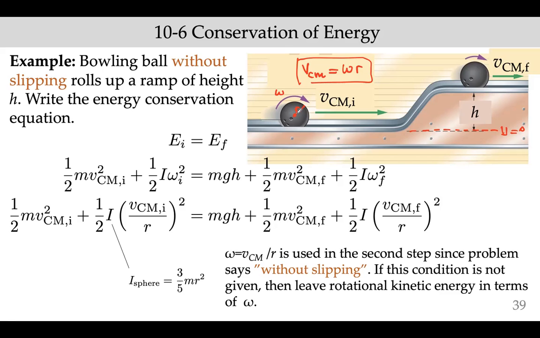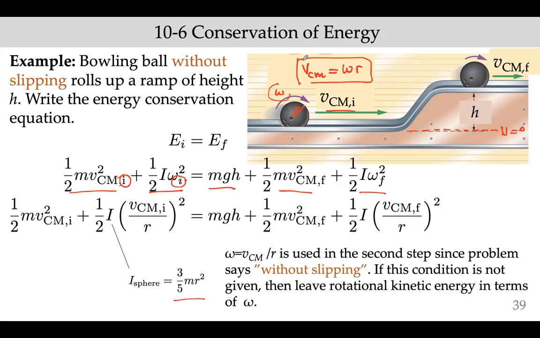So this has both the translational speed and the rotational speed. So I have to write these two kinetic energy terms, with the index i, which means initial. And in the final case, because it went up, it now has some potential energy, and also the linear kinetic energy and the rotational kinetic energy. Now, because this is a filled sphere, you look up the table for the moment of inertia, and it's 3/5 m r squared.